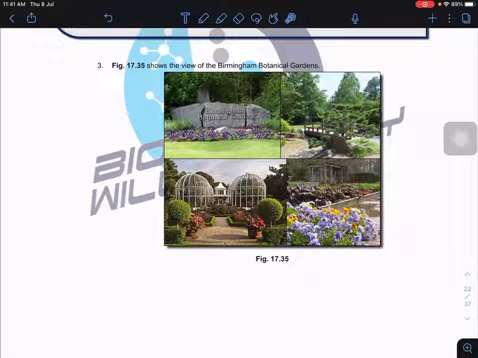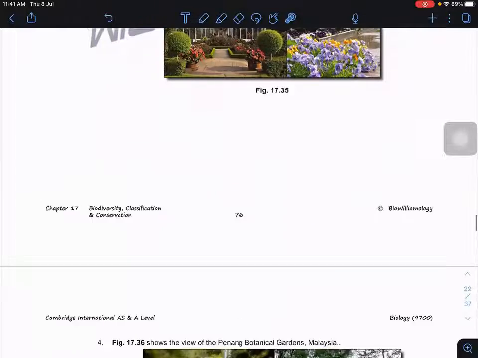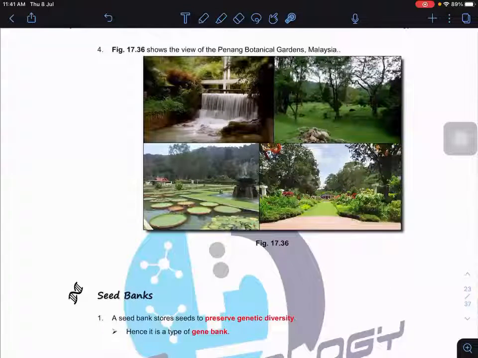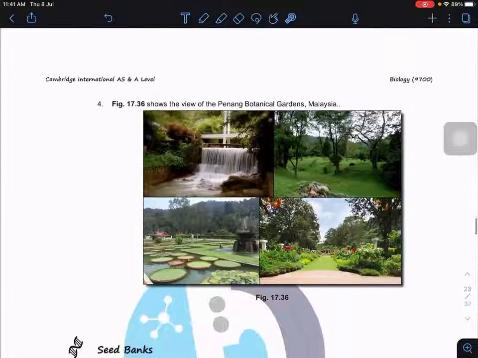Okay, so this is a botanical garden, quite nice. In Malaysia, we do have a few botanical gardens. One is in Penang, the Penang Botanical Gardens. So we do have aquatic plants, we do have terrestrial plants, and different types of themes that are available in these botanical gardens in Malaysia.